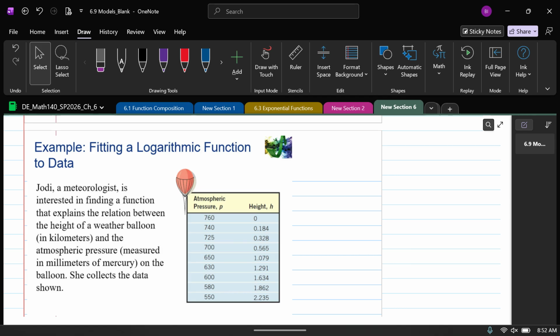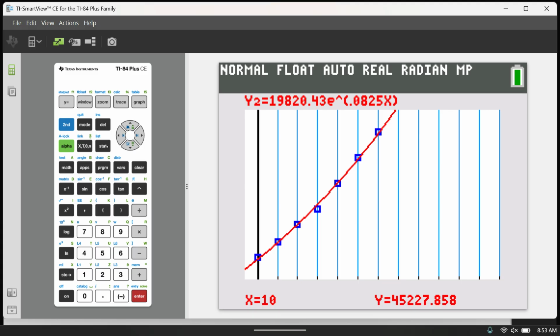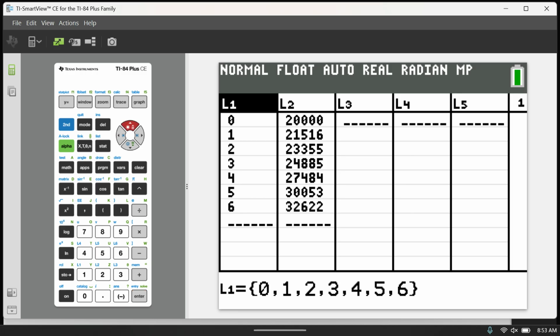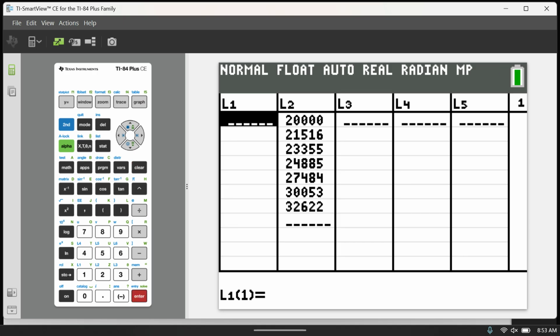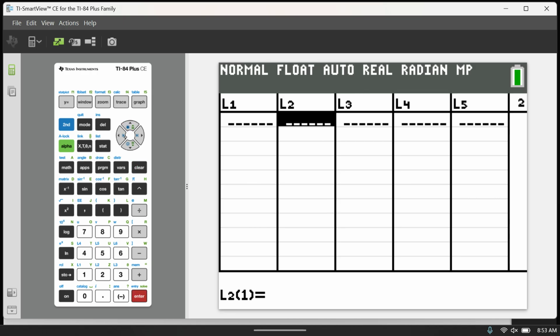So we're going to put that data into our calculator. So I'm going to go to my calculator. I'm going to press Stat. I'm going to go to Edit. I want to clear those lists out. Make sure you got L1 and L2. I'm going to press up until L1 is highlighted, and then I'm going to hit Clear and Enter. That'll empty that list. I'm going to do the same thing on L2. I'm going to move over till I get L2 highlighted, hit Clear and Enter.